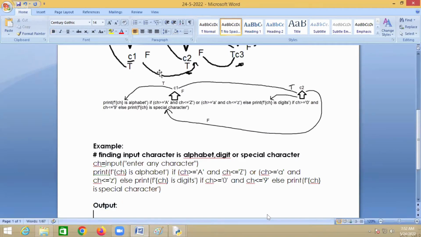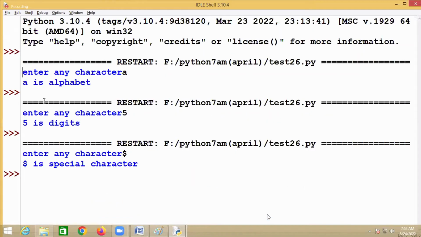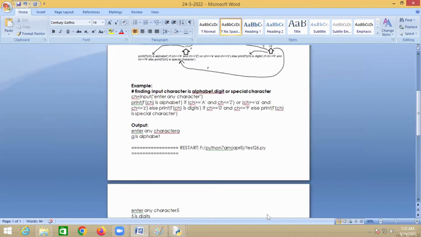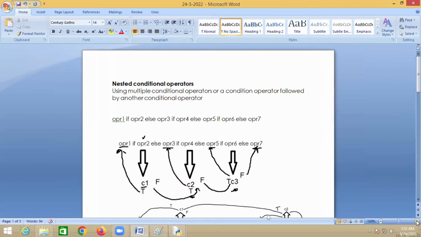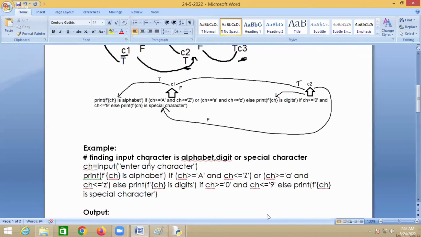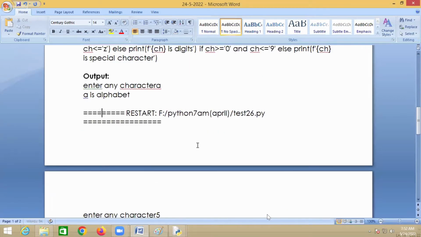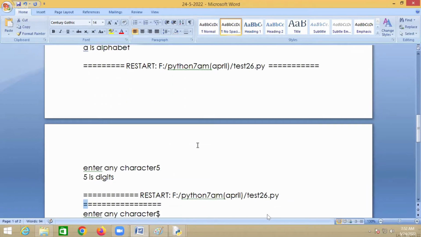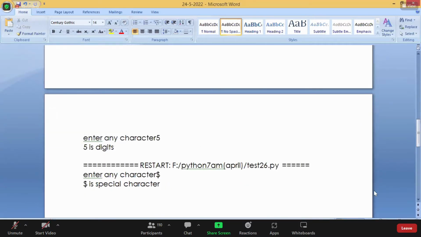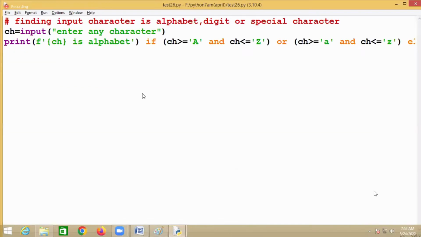Suppose, assume that. I'll tell you one more example, but this is nested. Nested conditional operators means you are trying to check multiple conditions. That is done by using nested conditional operators. For example, I'll write one more example.